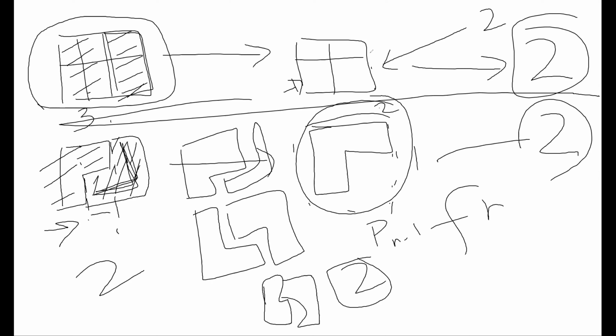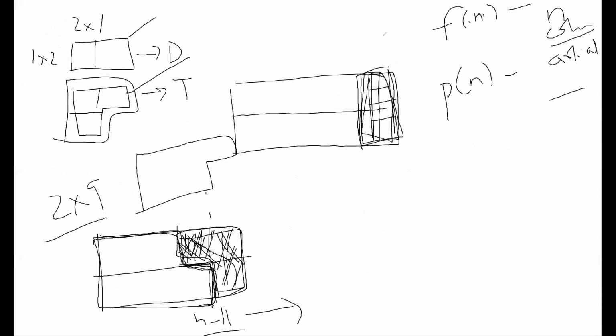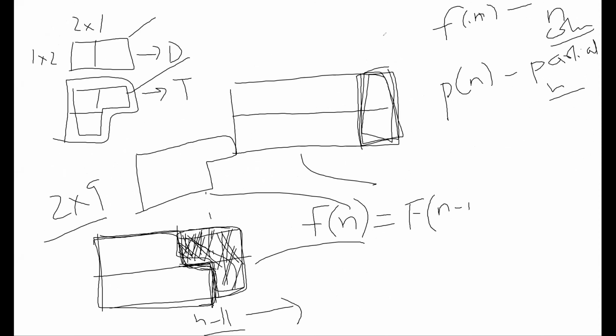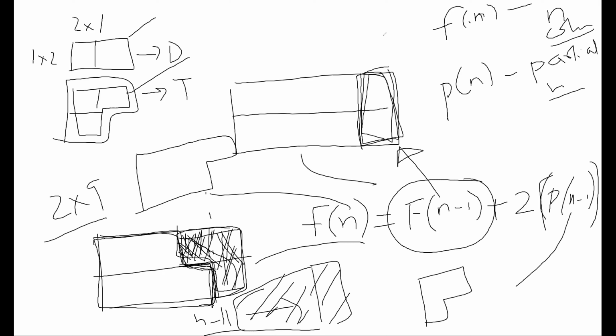So this will give you f of n. What we just did in the diagrammatic way was the equation that was generated: f of n equals f of n minus 1 plus twice times p of n minus 1. If we remove the domino, the last part, we calculate this part recursively. And this one was where we took the 2 cases, this one and the other one.